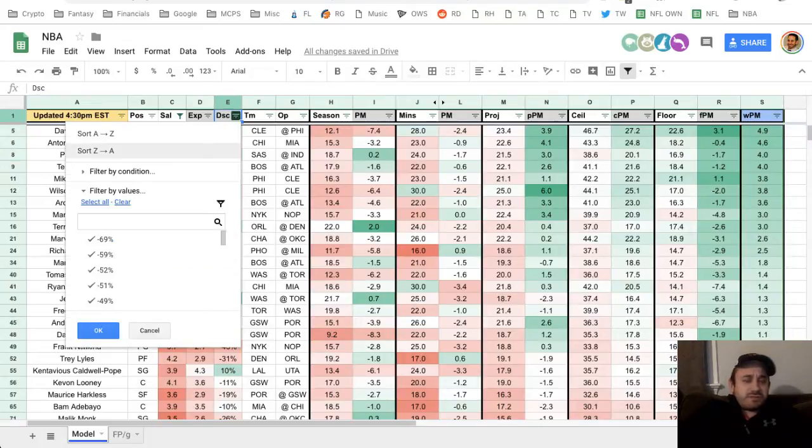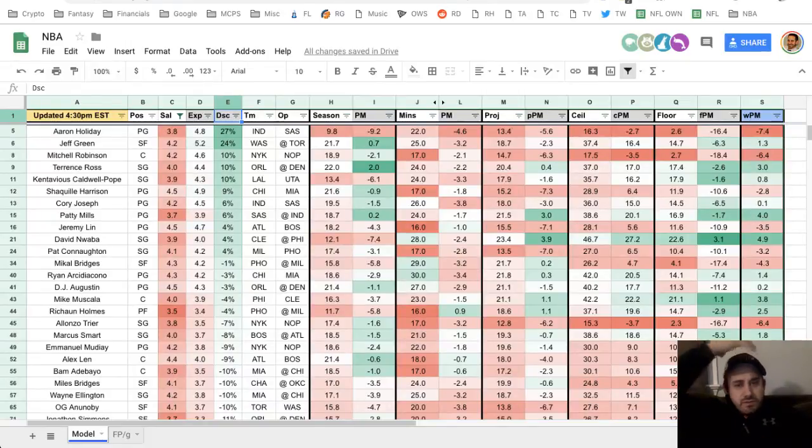So who has the best recent form for all the cheap guys? That's Aaron Holiday, who's been getting more run here with Victor Oladipo out. He's been playing like a $4,800 guy. That's a 27% discount. Jeff Green, with Dwight Howard out, Markieff Morris kind of sucking, Kelly Oubre, Otto Porter, there isn't really a solid rotation. So Jeff Green has been emerging lately, and he's considerably cheaper than those guys. So he's playing more like a $5,200 player.